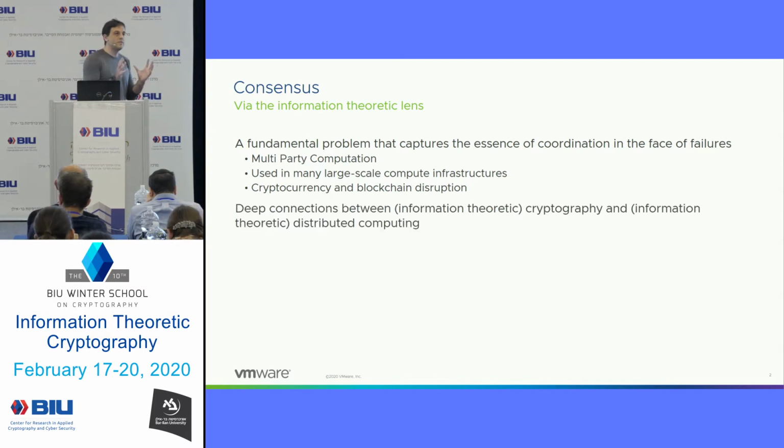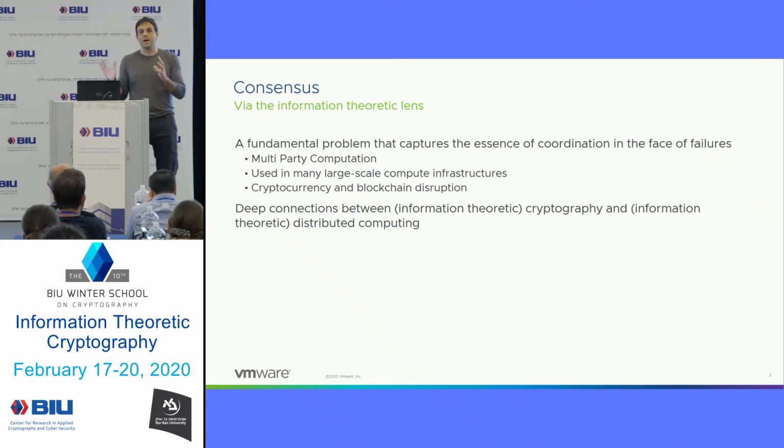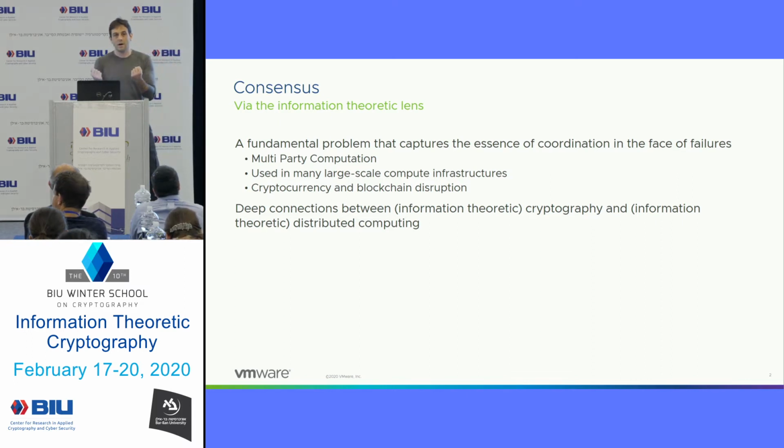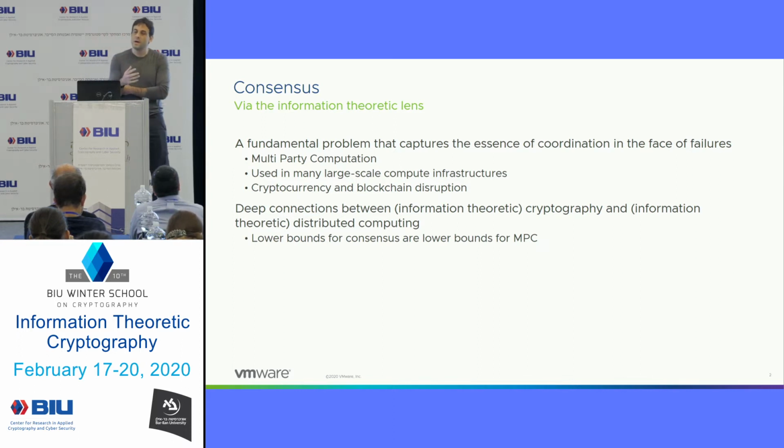And what we'll see in these 2 hours is deep connections between ideas and approaches in cryptography and in distributed computing, and how cryptography and distributed computing, through this problem of consensus, interact with each other. In particular, we'll see lower bounds for consensus, and lower bounds for consensus imply lower bounds for multi-party computation, because consensus is a very simple function.